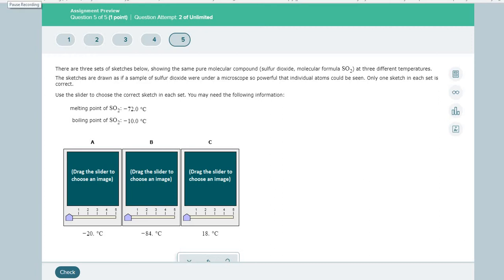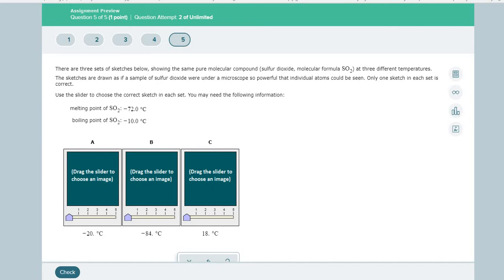Okay, here is an ALEKS problem. Let's read it. There are three sets of sketches below that show the same pure molecular compound, in this case sulfur dioxide, at three different temperatures. And they want us to look at certain sketches and tell us what is going to be the state of that compound at that particular temperature, whether it's going to be a solid, a liquid, or a gas. So why don't we go through and look at this?